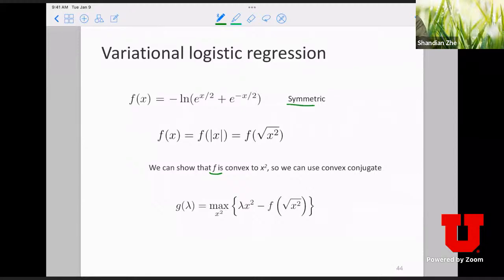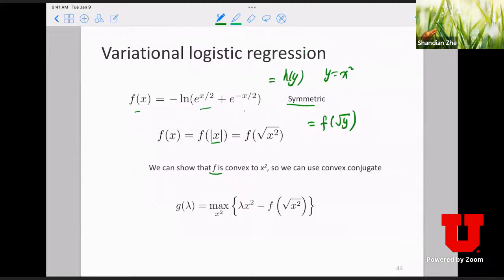So it's symmetric. That means you can also view f of x as a function of x squared. So you can view f of x as h of y, where y is x squared. So it is essentially equal to f of square root of y, right? Because f of x equals f of the absolute value of x. No matter whether x is bigger than 0 or negative, it gives the same result.